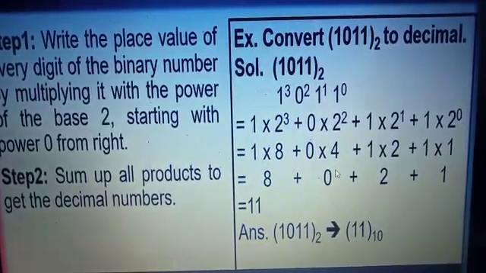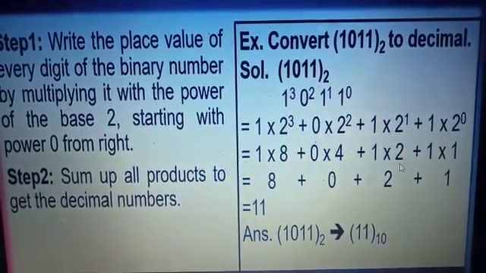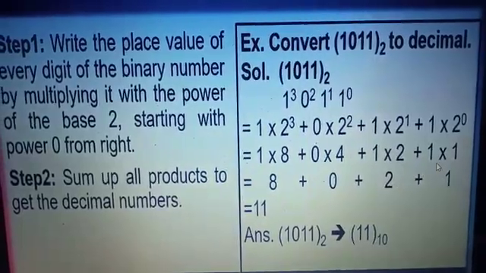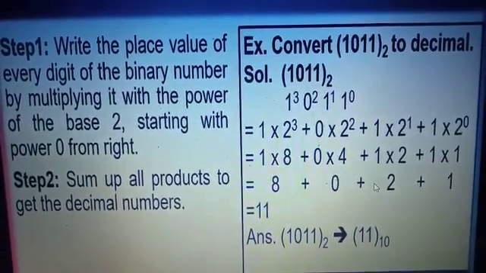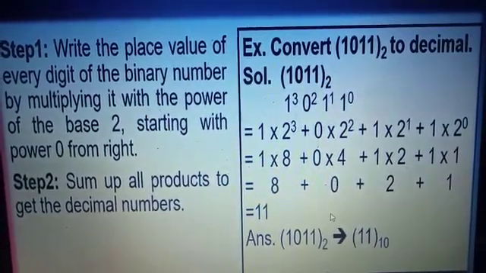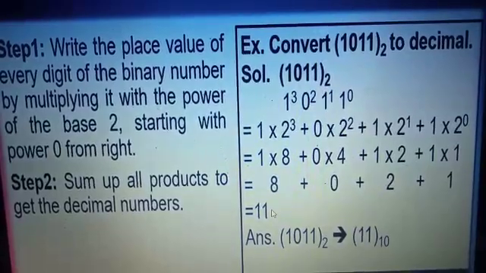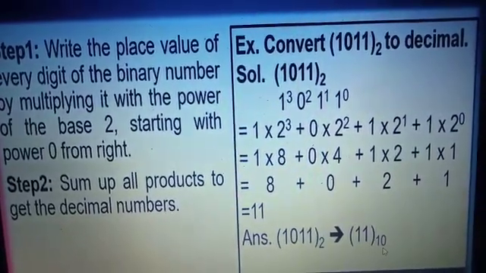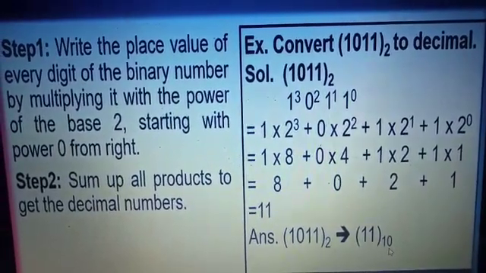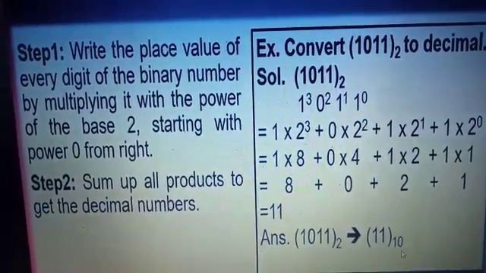So 0 into 4, what will it give you? 0. Plus 1 into 2, what will it give you? 2. Plus 1 into 1, what will it give you? 1. That means 2 raised to 0 is 1 only. After that you add all this, and you will get the answer 11. So how will you write? Answer: 1011 base 2 will give you 11, close the bracket, base 10. So in this way you can convert binary to decimal.